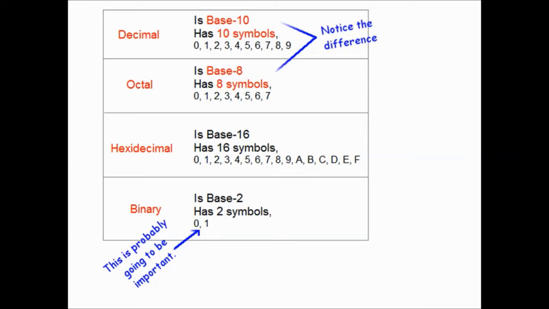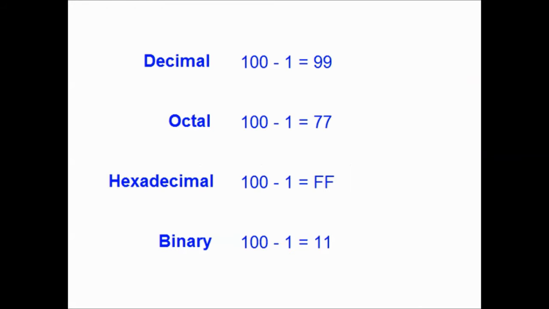Hexadecimal is base 16, and it uses the full range of the decimal number system, 0 through 9, and to make up the other 6, they use the letters A through F. Binary is base 2 and only has 2 symbols, 0 and 1. And if you've heard anything about how computers work, you may recognize that that might just be important.